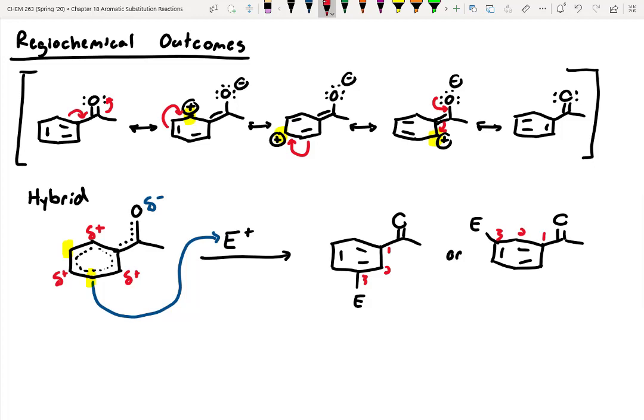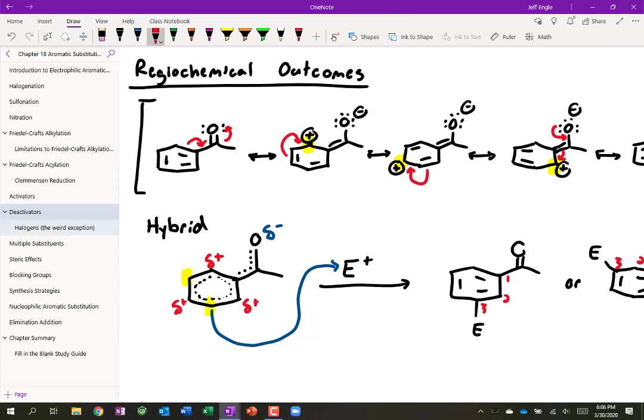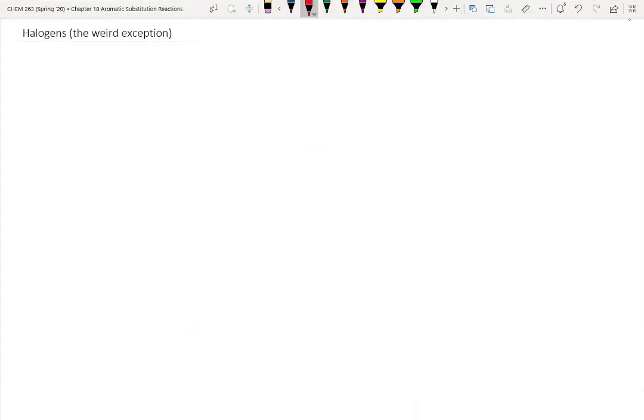All right, so now let's take a brief look at the exception to all of this, and that's halogens. Halogens are odd. So let's go ahead and just briefly make a list of why halogens are odd. I'll indicate that the halogen could be any halogen. It doesn't really matter which type, so I'll just write X equals halogen.